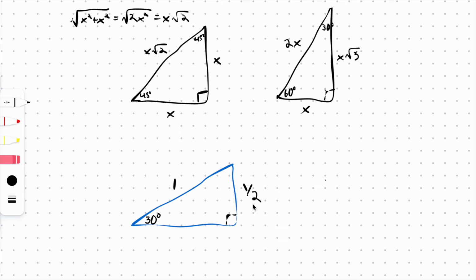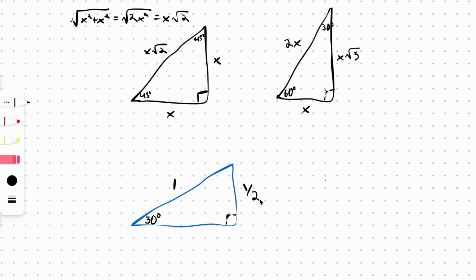Now if 1/2 is x, and this other leg, so remember these two triangles here and here are the same, except this one is actually this rotated 90 degrees clockwise and then reflected. But these two triangles are the same thing. They're both 30, 60, 90 degree triangles.